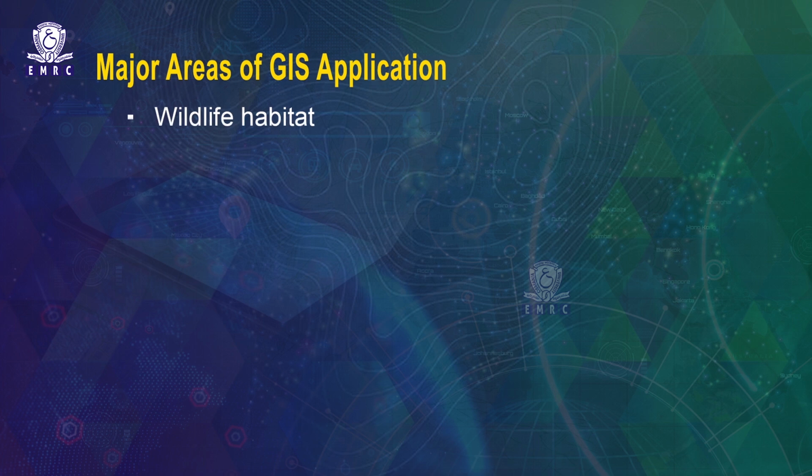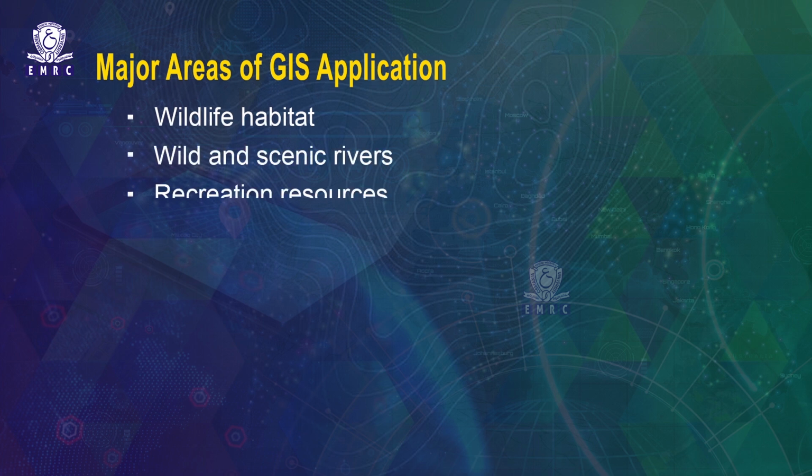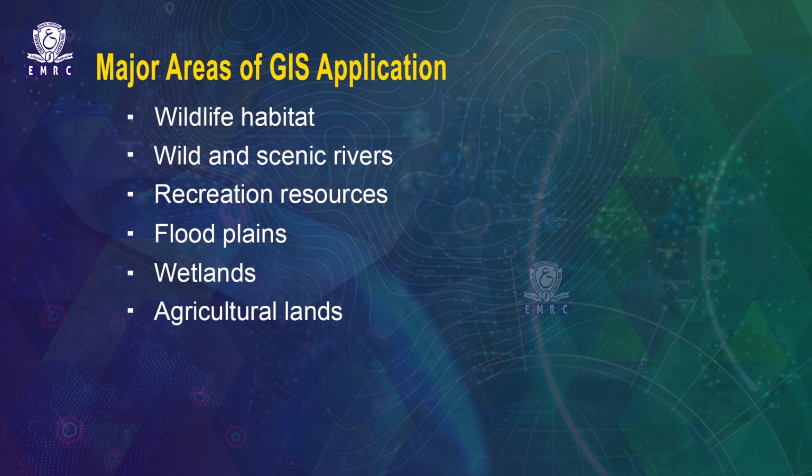One of the first major areas of GIS application is in natural resource management, including the management of wildlife habitat, wild and scenic rivers, recreational resources, floodplains, wetlands, agricultural lands, aquifers, forest.